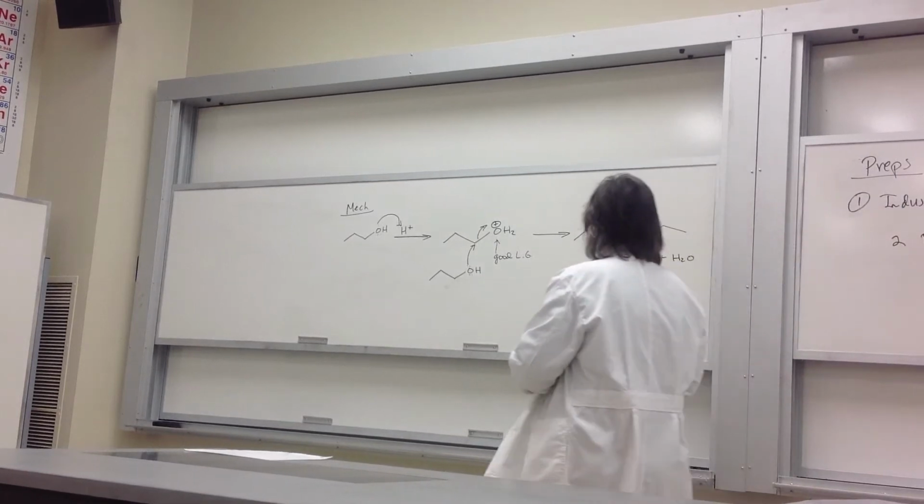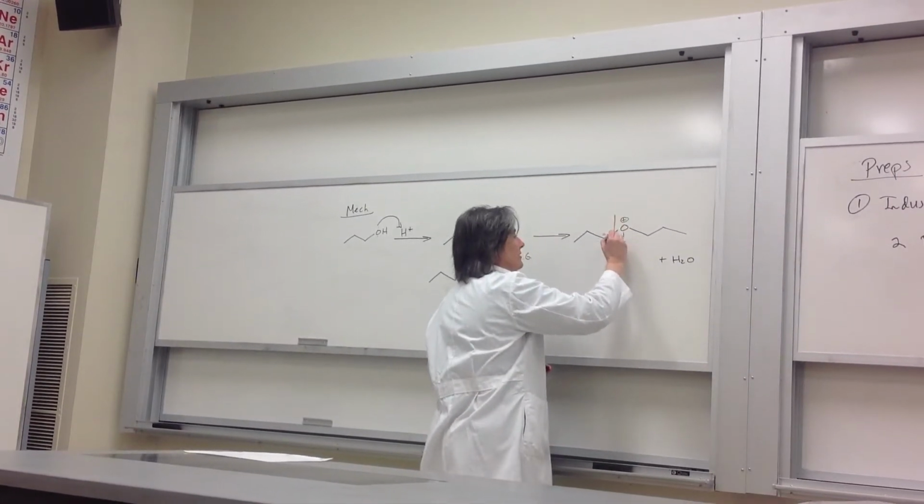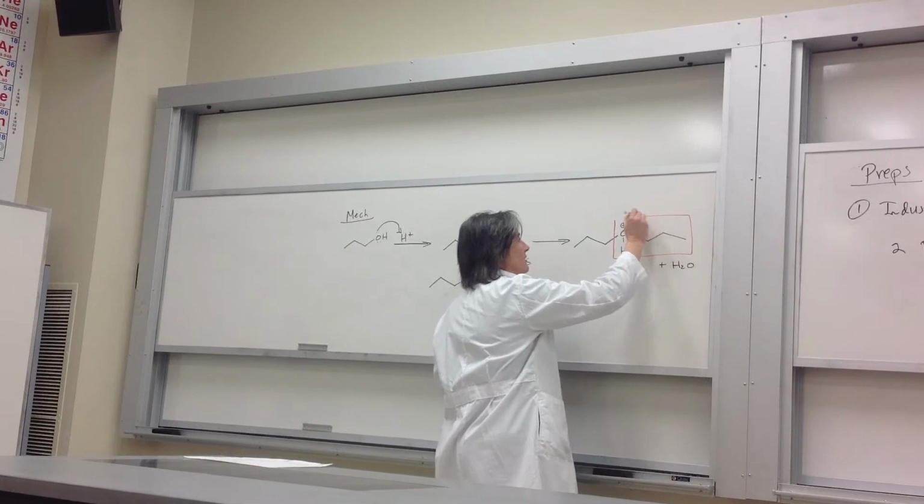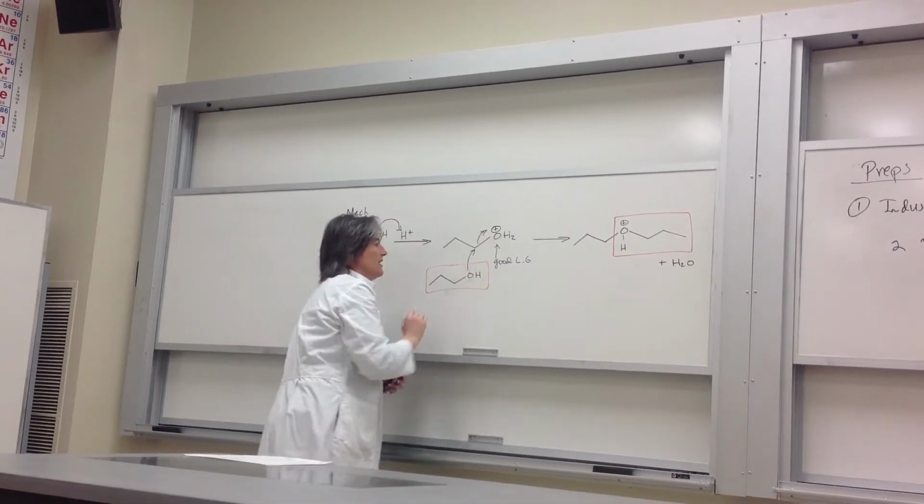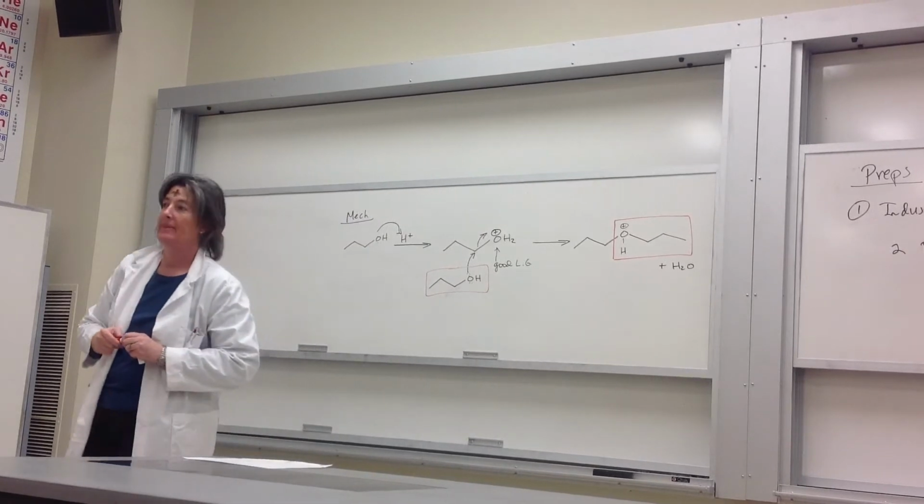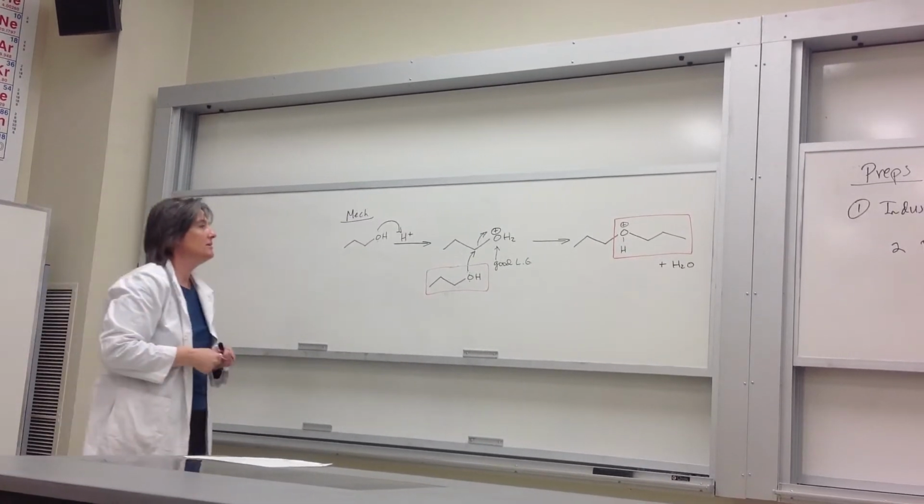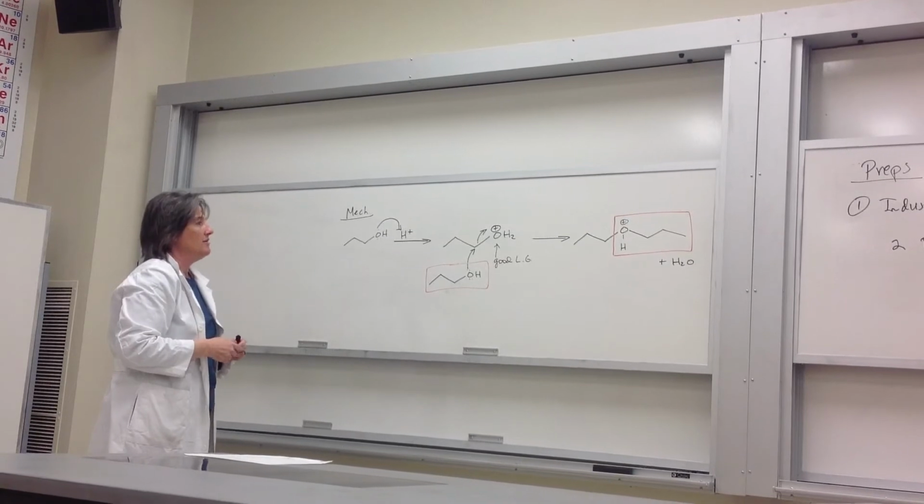let's just put a box around the group that attacked. This is the alcohol that attacked. So that is that alcohol right there. Okay, we're almost done.